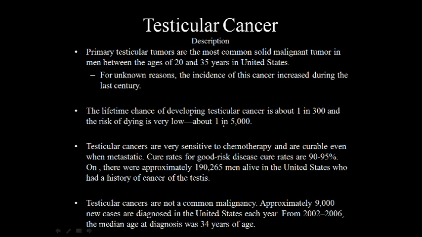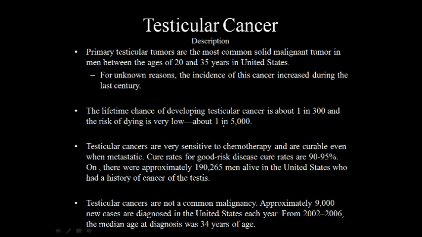Okay, testicular cancer. Primary testicular tumors are the most common solid malignant tumor in men between the ages of 20 and 35 in the United States. For unknown reasons, the incidence of this cancer increased during the last century. So we've actually seen a marked increase in the amount of testicular cancer cases in the United States.